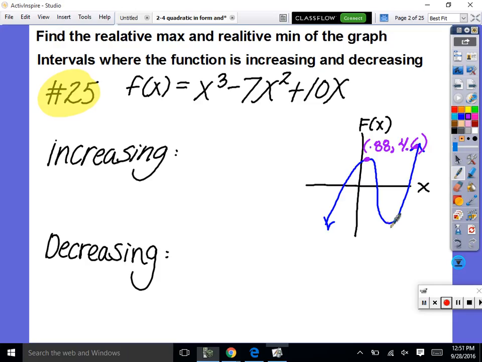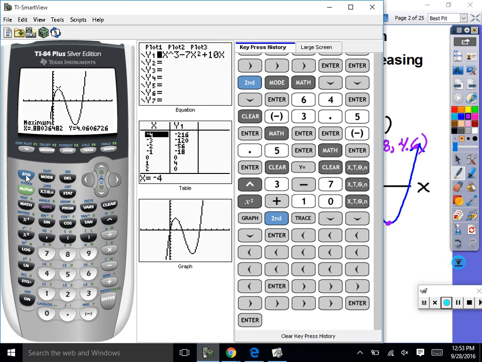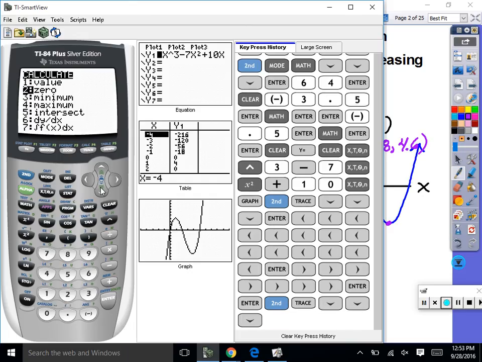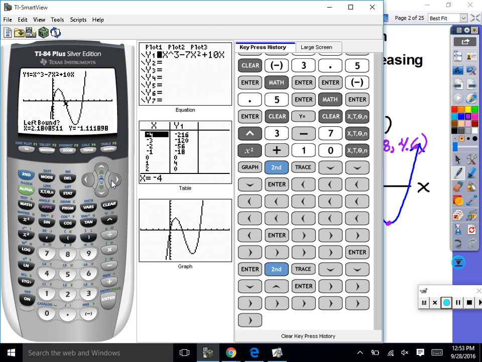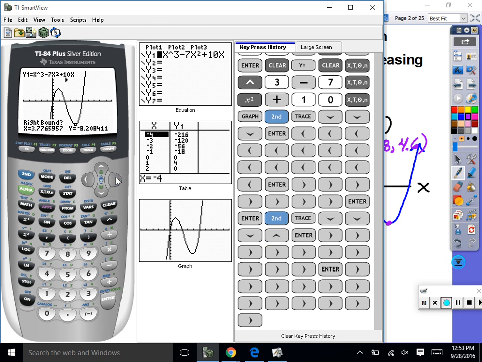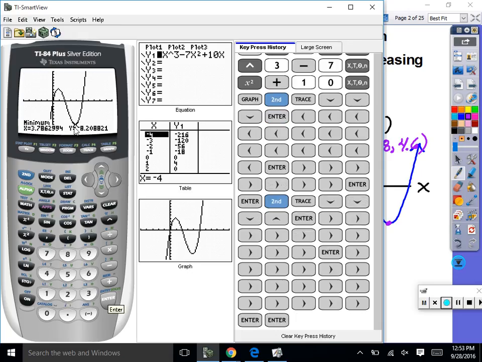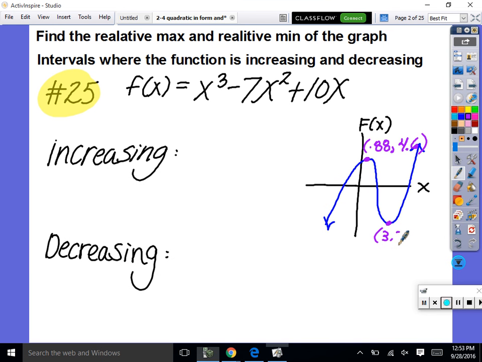And then let's find our min now. So you'll do second trace again. Second trace, go to min. Hit enter. Left bound, scroll somewhere left of the min. I'm to the left of the min, I hit enter. Right bound, I'm going to scroll right of the min. Anywhere right will work. I hit enter again. It ends up in the right spot, so I've done it correctly. That's 3.7, negative 8.2. So over 3.7 comma negative 8.2.